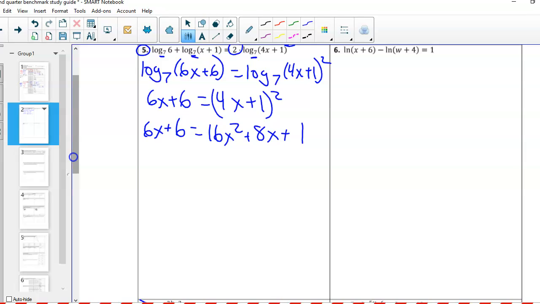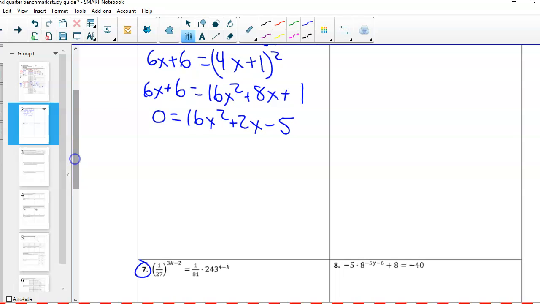And then move these over so that this equals 0. And then factor, quadratic formula, however you do that. I'm going to use the AT method, so two numbers that multiply to be 80 but add to be 2. I think that was 80. 8 and 10. Negative 8 and 10.